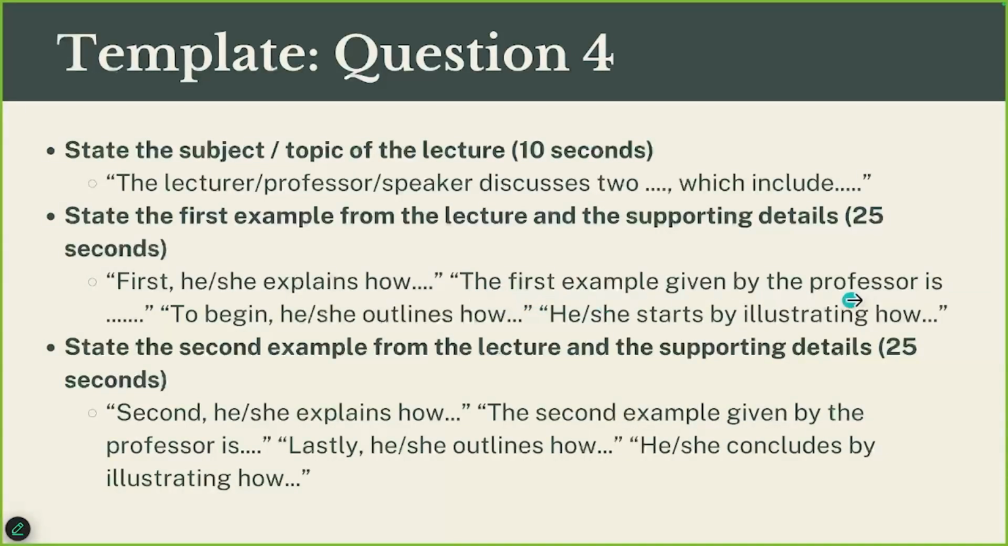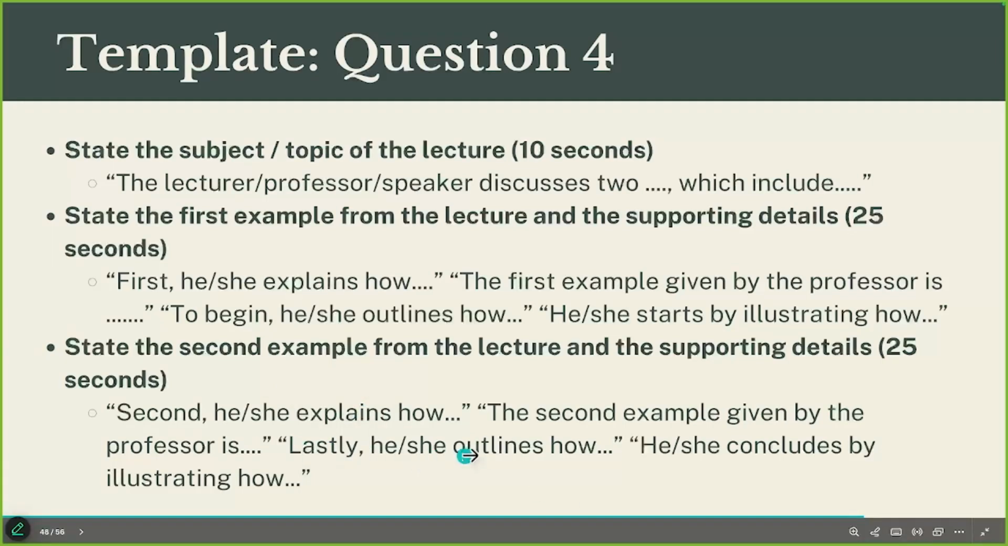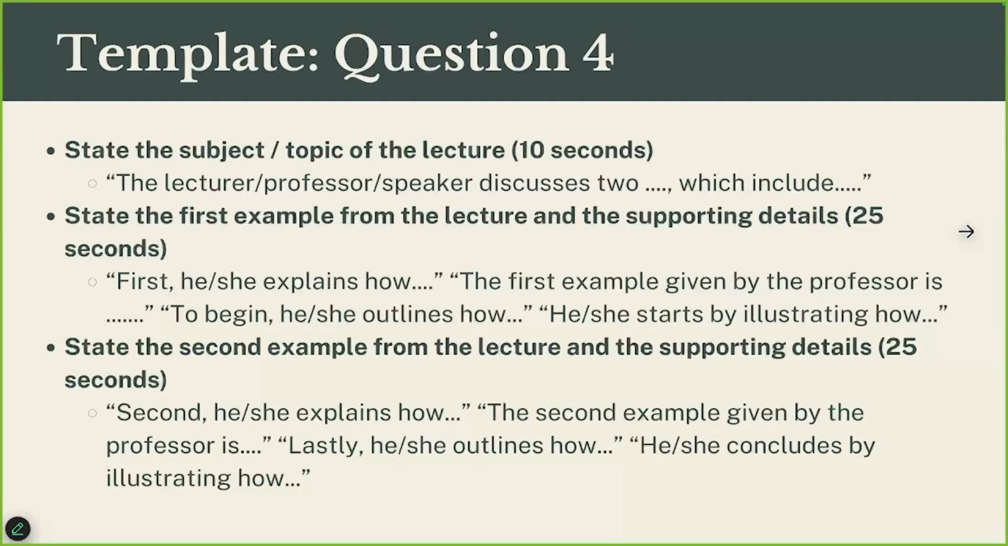Okay, the first example given by the professor is, she starts out by illustrating how, okay, and then transition to the second example and use about 25 seconds here. Second, she explains how. Lastly, she outlines how. She concludes by illustrating how. Any of those are fine. And then when you're done with this last example and as many supporting details as you can come up with, that's the end of your answer. You don't need to summarize anything or have a conclusion.